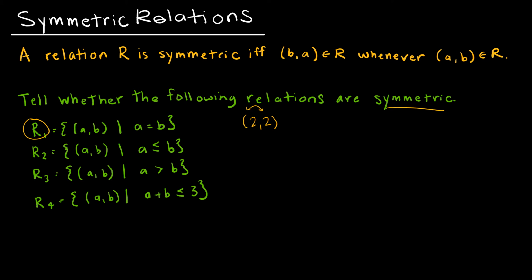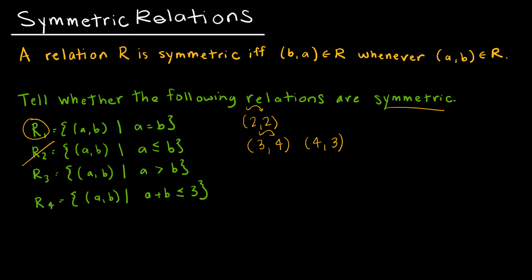For R2, we're saying a is less than or equal to b, and so let's say I had (3, 4). 3 is less than or equal to 4. If I switched these, (4, 3), that's the question, is that also in R2? And of course the answer is no, because 4 is not less than or equal to 3. So even though it would work for some, like (3, 3), it doesn't work for all.